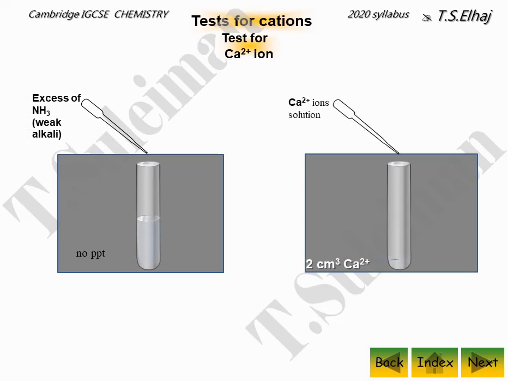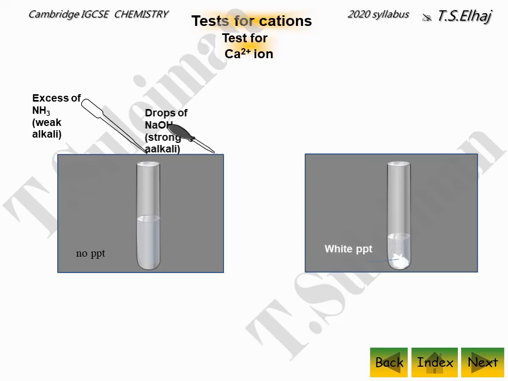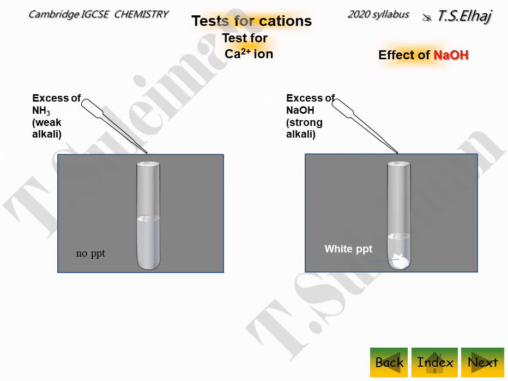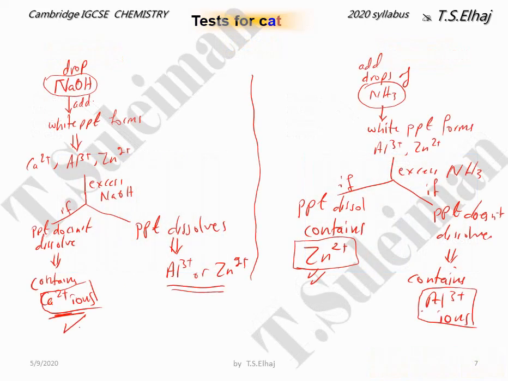We repeat the same test with NaOH. Drops of NaOH to 2 cm³ of calcium ion solution, white precipitate forms. Then we add excess NaOH, precipitate doesn't dissolve. As a conclusion, we can write as follows. We add NaOH.